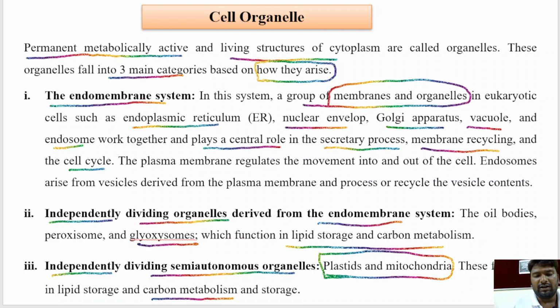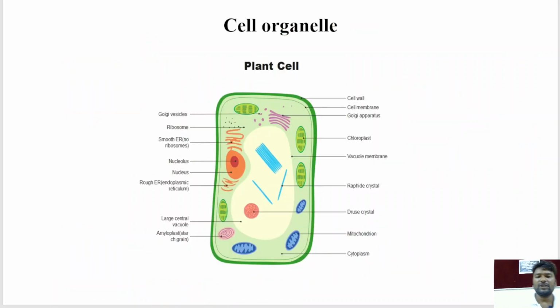So friends, based on their origin, the cell organelles are divided into three main categories. The first is the endomembrane system. The second is the organelles which are derived from the endomembrane system. And the third is the independently dividing and semi-autonomous organelles. So friends, this is the structure of a reference plant cell.